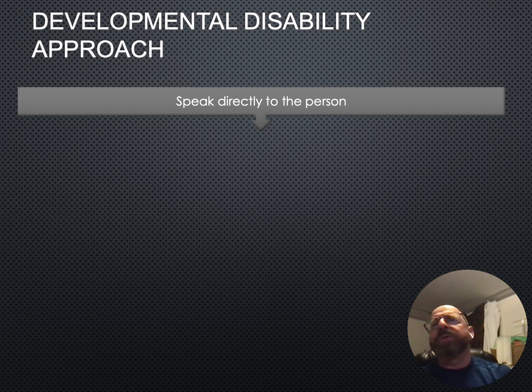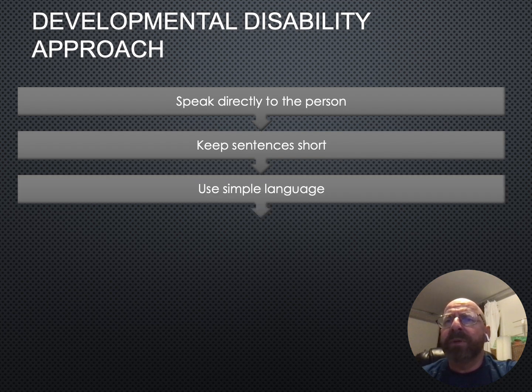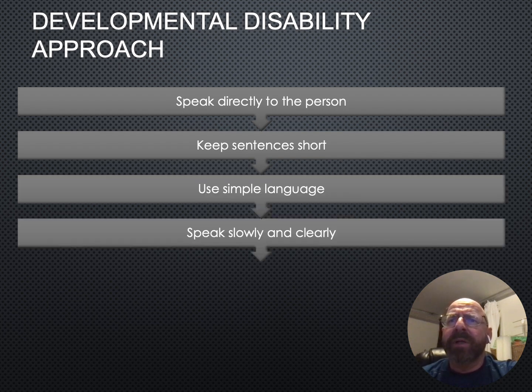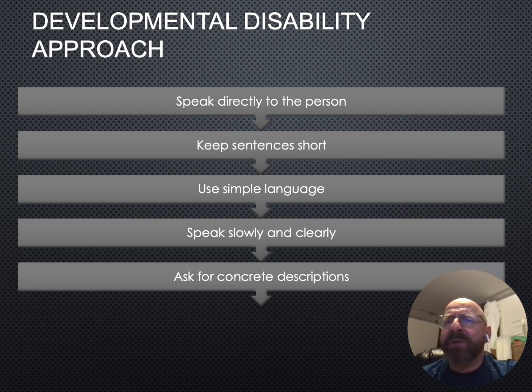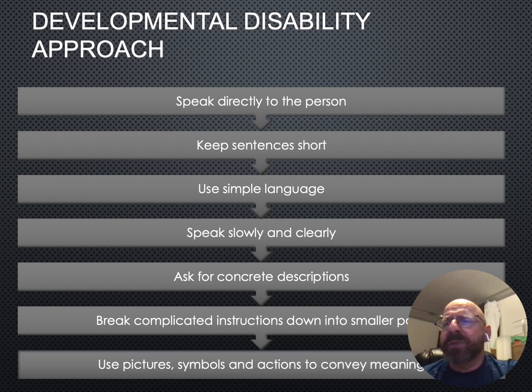So what's your approach? As always, speak directly to the person. Keep your sentences short and focused. Use simple and clear language. Speak slowly and clearly. Ask for concrete descriptions. Break complicated instructions down into smaller pieces. Use pictures, symbols, and actions to convey meaning.